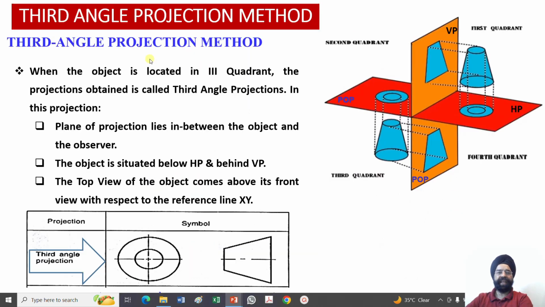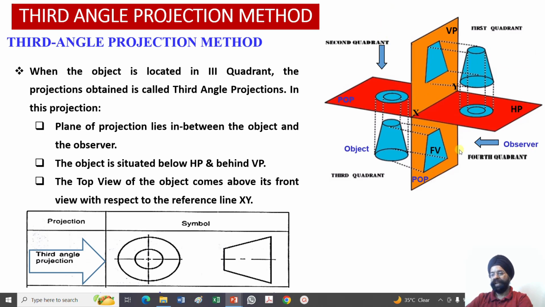Now similarly, third angle projection, we have drawn the symbol. In the symbol, this is the plane of projection which is lying in between the object and the observer. So please check. In the third angle, I have my object over here. The plane of projection in either case is intervening or intermediate, which is transparent, and my observer will lie over here or over here. If I am drawing the front view, my observer will lie over here. If I am looking at the top, my observer will lie over here.